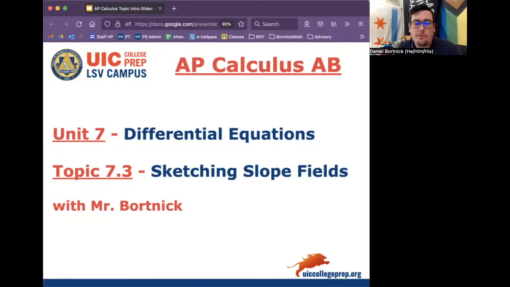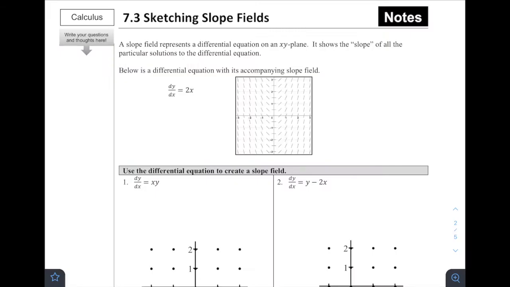We are in Unit 7, Differential Equations. Today's topic is 7.3, where we're talking about how to sketch slope fields. Enjoy today's notes. All right, welcome to 7.3 Sketching Slope Fields.